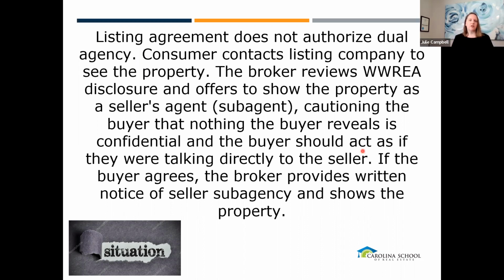So the seller said no, a consumer contacts, we do the working with real estate agent disclosure. I say I can only proceed as a sub-agent, which makes that buyer my customer. I caution the buyer, whatever you tell me, you might as well pretend like you're talking directly to the seller. If the buyer agrees to this relationship, I proceed as a seller sub-agent and show this to my buyer customer. In no way did I attempt to create dual because my seller has already said no to dual. Once the seller in this case has said no, dual's not an option.